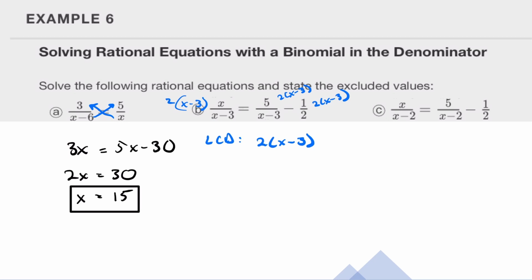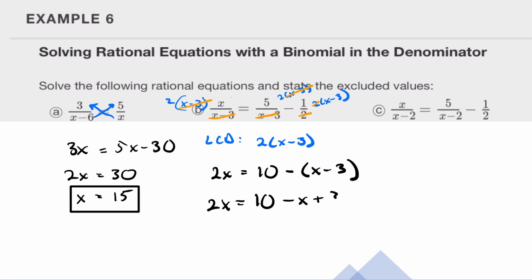So when we do this, on the left-hand side, this is going to cancel this. And it's just going to leave us with 2x. Okay? Now with that middle term, the x minus 3's cancel. So this cancels this. 5 times 2 is 10. With that last term, this 2 cancels this 2. We're left with a negative x minus 3. So minus x minus 3. Okay? So then we get 2x equals 10 minus x plus 3.